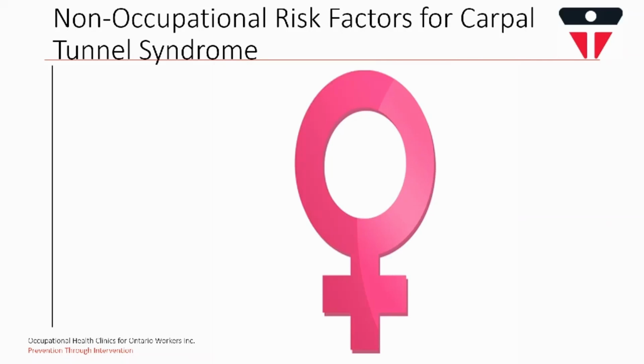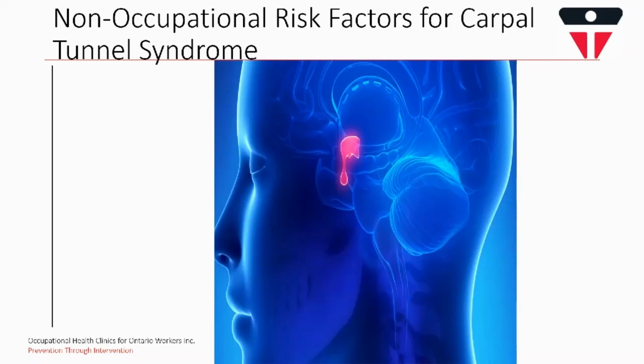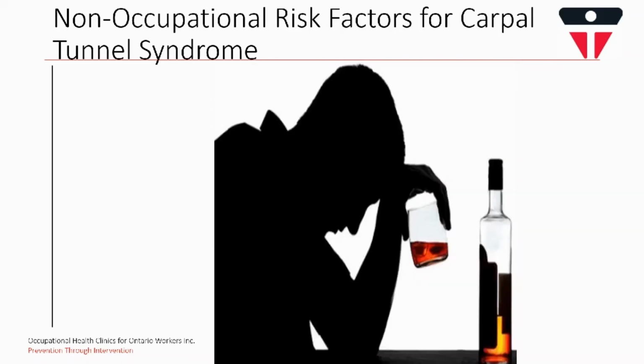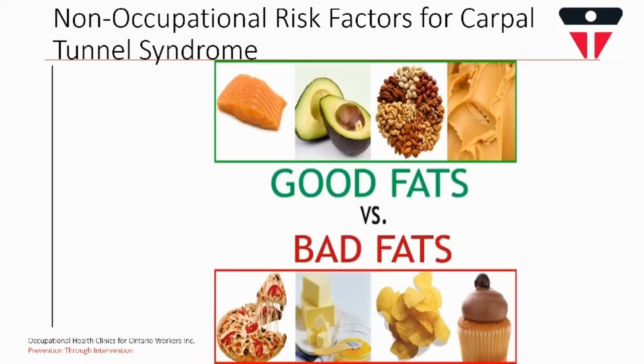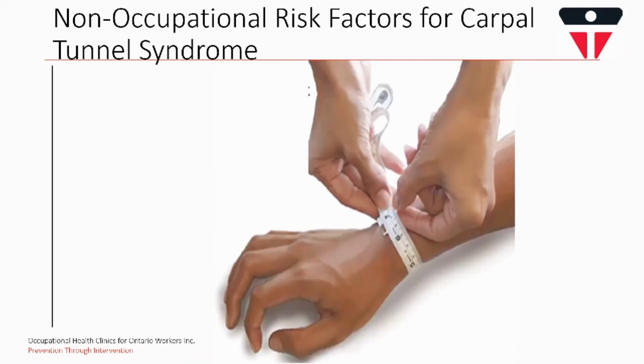Age. Most people tend to manifest carpal tunnel syndrome between the ages of 40 to 70. An overactive pituitary gland, alcohol abuse, poor nutrition, certain hobbies, and having a small anatomical carpal tunnel space.